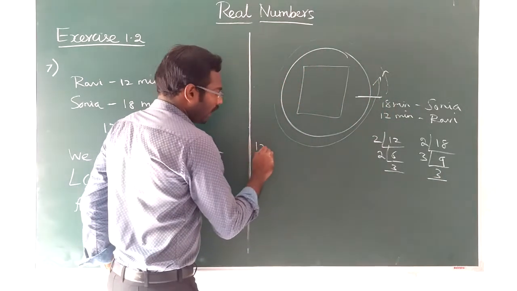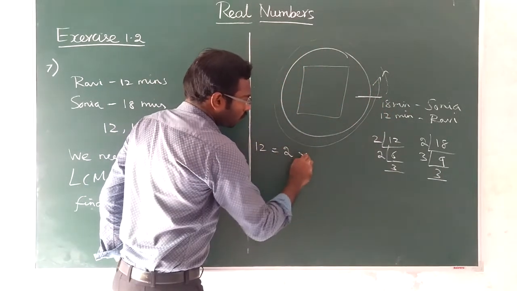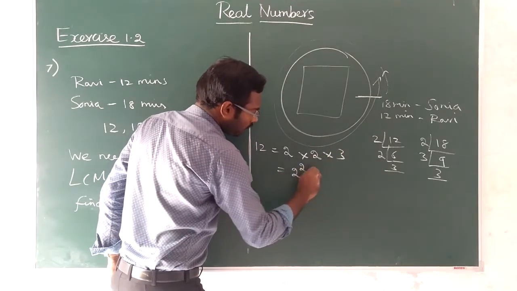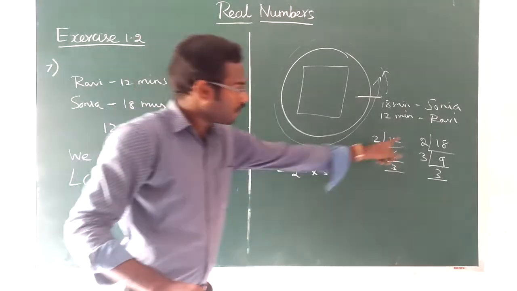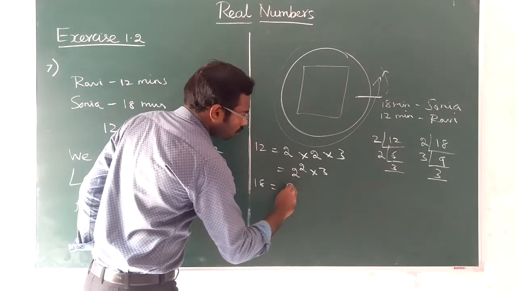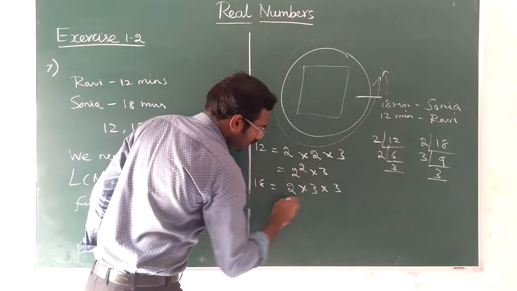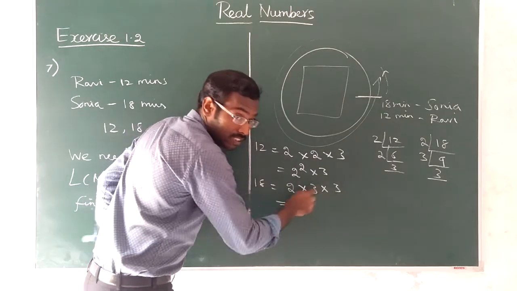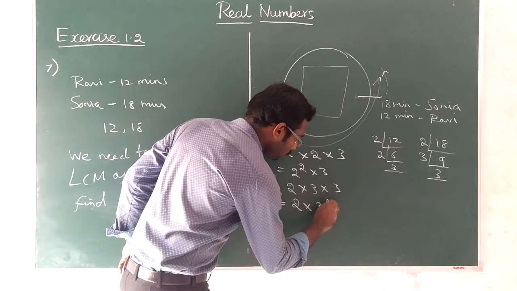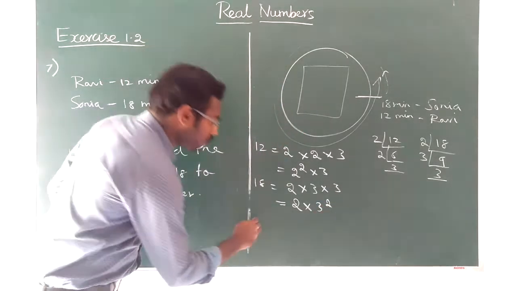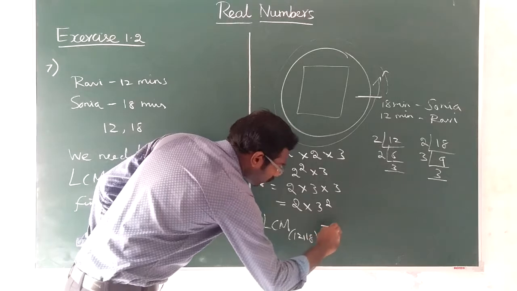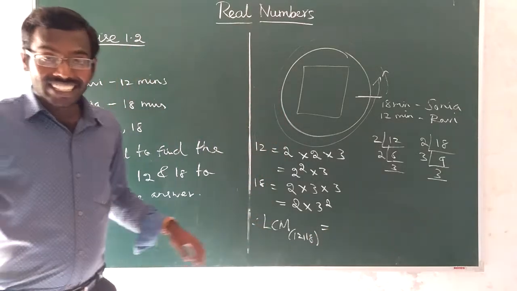Therefore 12 is equal to 2 into 2 into 3. That is 2 power 2 into 3. Then 18 is equal to 2 into 3 into 3. That is 2 into, how many times is 3 there? 2 times. So 3 power 2. Now, therefore, LCM of 12 and 18 is equal to, we already did this.